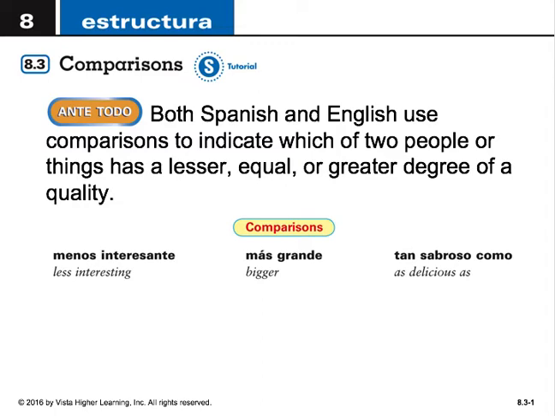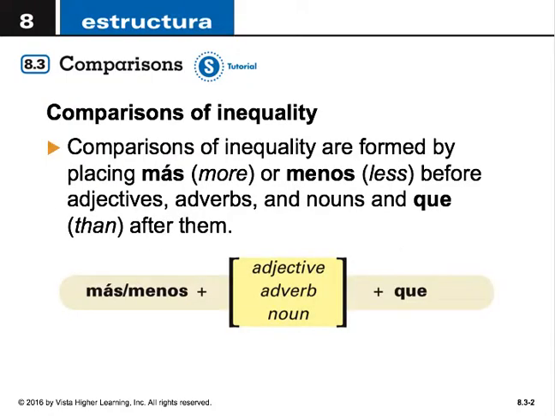Today we're going to look at section 8.3, comparisons. Both Spanish and English use comparisons to indicate which of two people or things has a lesser, equal, or greater degree of equality. For example, we might say something is less interesting, menos interesante, bigger, más grande, or as delicious as, tan sabroso como. First, let's look at comparisons of inequality.